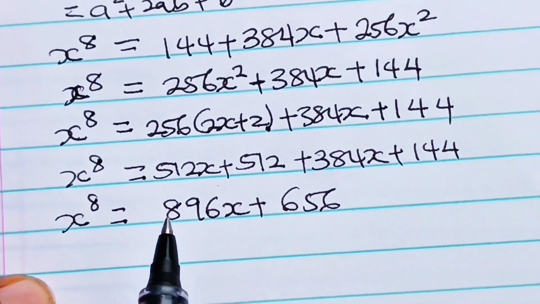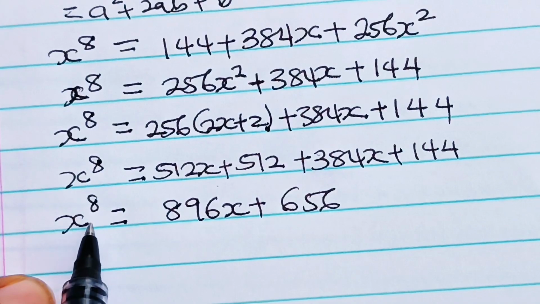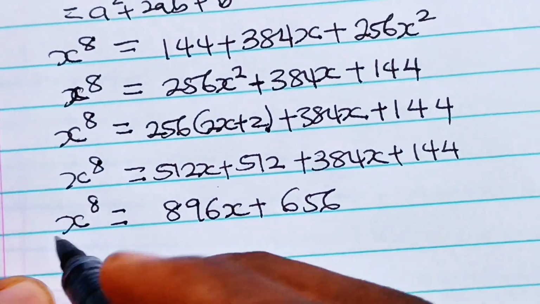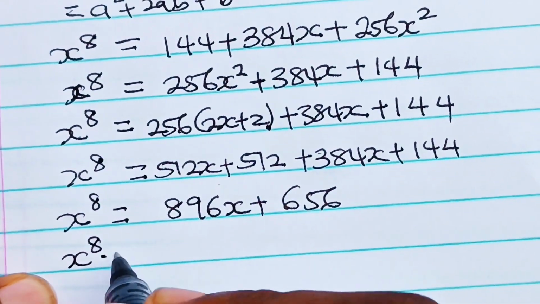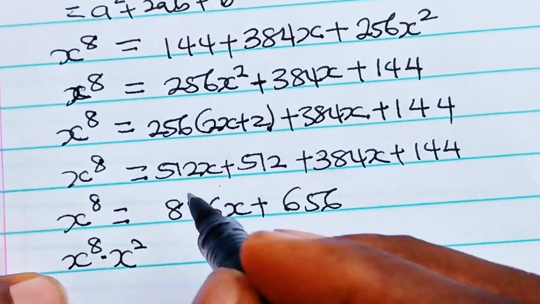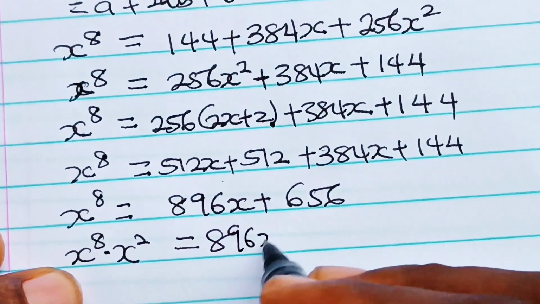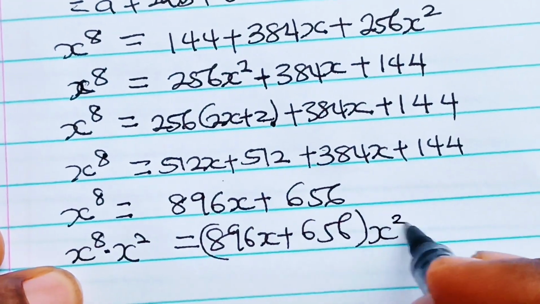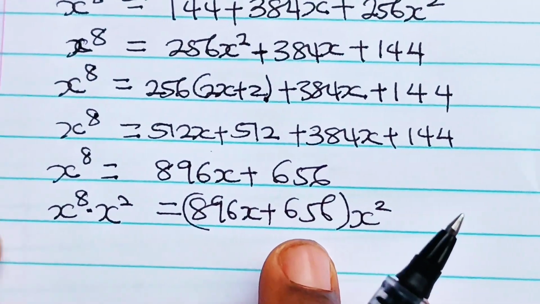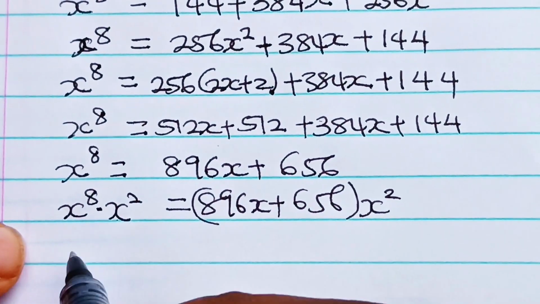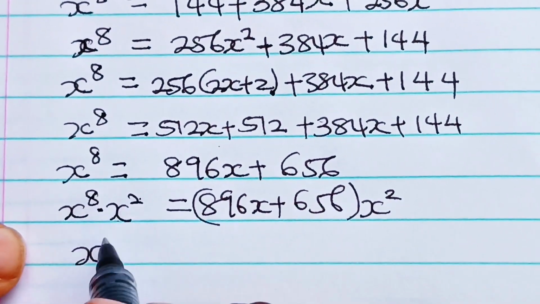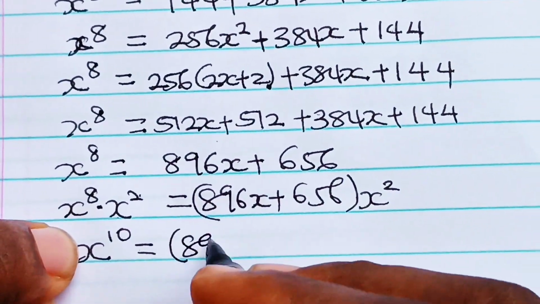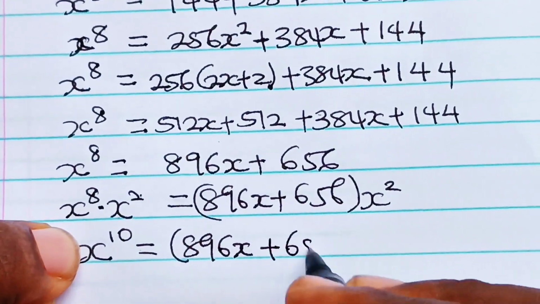Now recall that we want to solve x to the power of 10, right? So this is where we multiply both sides of the equation by x to the power of 2, right? So we have x to the power of 8 multiplied by x to the power of 2 is equal to 896x plus 656 multiplied by x to the power of 2. Okay, so we are going to pick one base now that we are multiplying, and we add the powers to get x to the power of 10 is equal to, this is 896x plus 656.